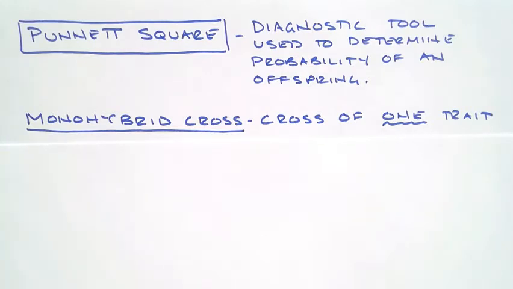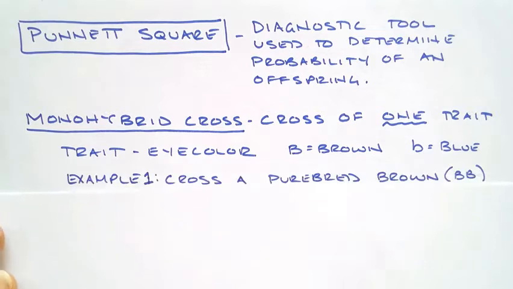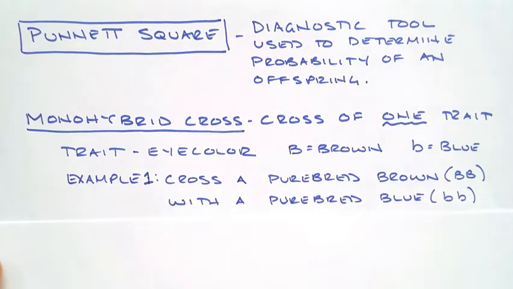Mono means one, so we're only going to be looking at one trait. The trait, in this case, is going to be eye color. Big B stands for brown, little b stands for blue. So we are going to be crossing two purebred parents. One is big B, big B, homozygous dominant, and the other is purebred blue, which is homozygous recessive, little b, little b.